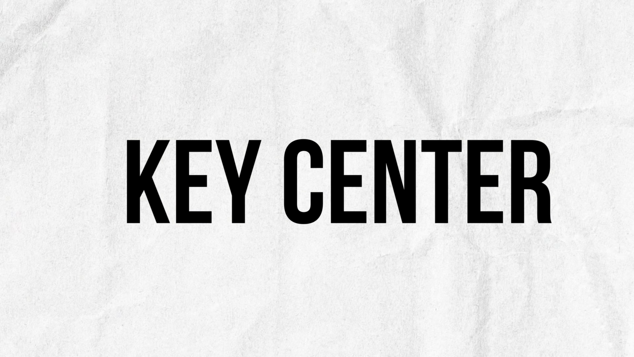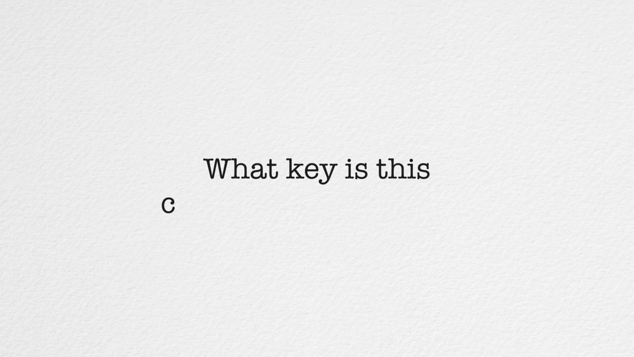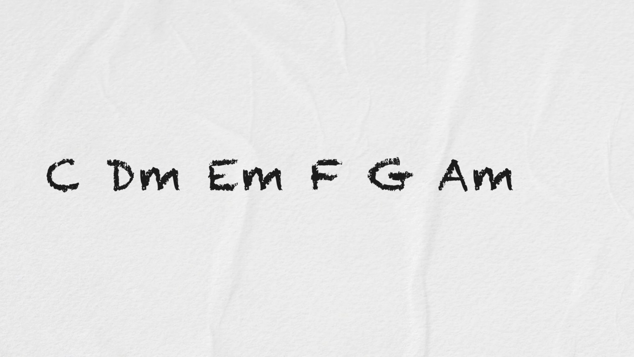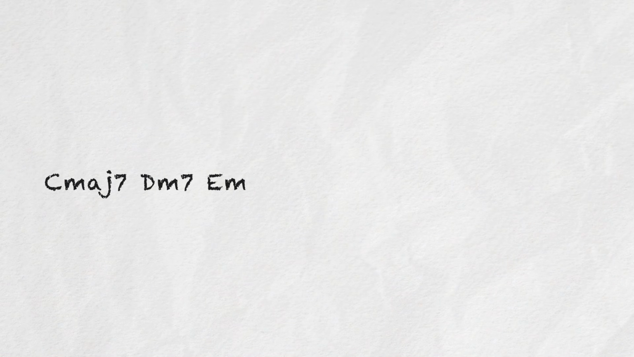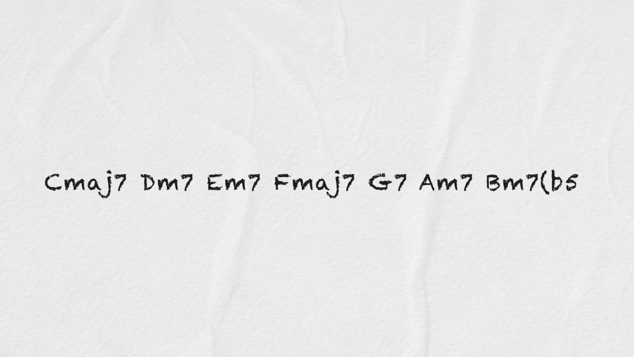First up, let's talk about the key center approach. This is where you zoom out and ask, what key is this entire progression in? To keep things simple, I will be looking at the triads and seventh chords within the C major scale. Here we have C major, D minor, E minor, F major, G major, A minor, and D diminished for the triads. Now, when looking at the seventh chords, we're only adding an extra note per chord, in which we'll have C major 7, D minor 7, E minor 7, F major 7, G 7, A minor 7, and B minor 7 flat 5.